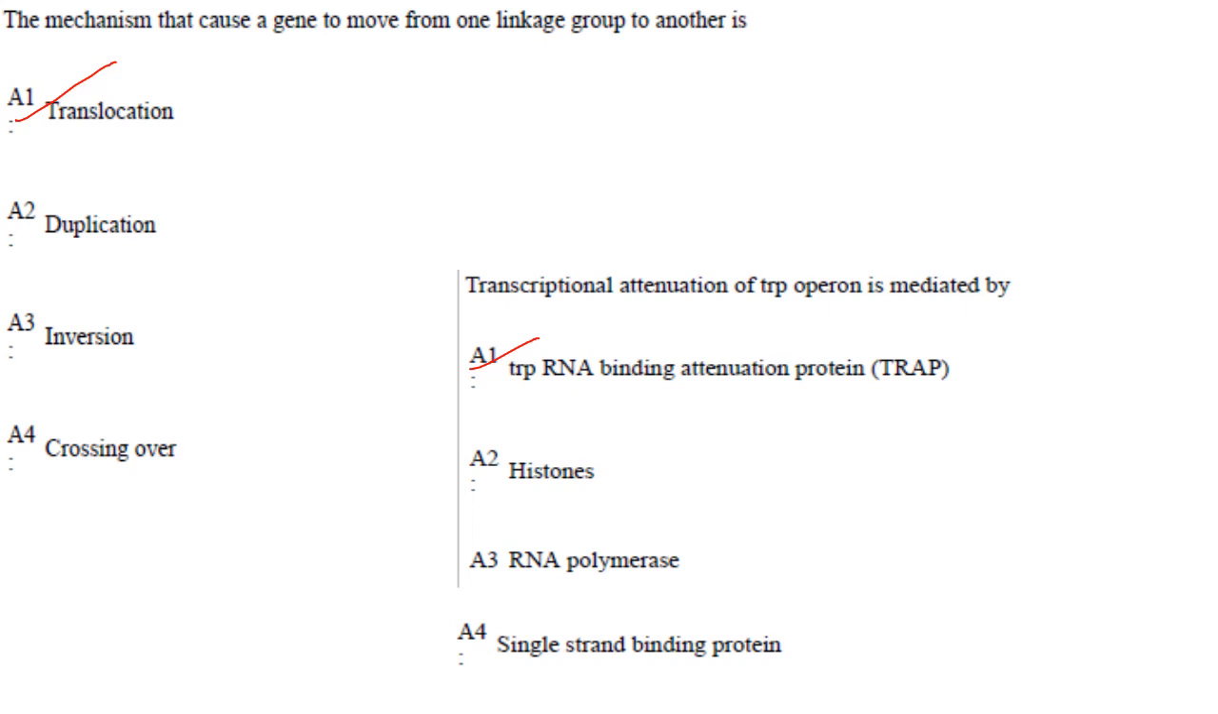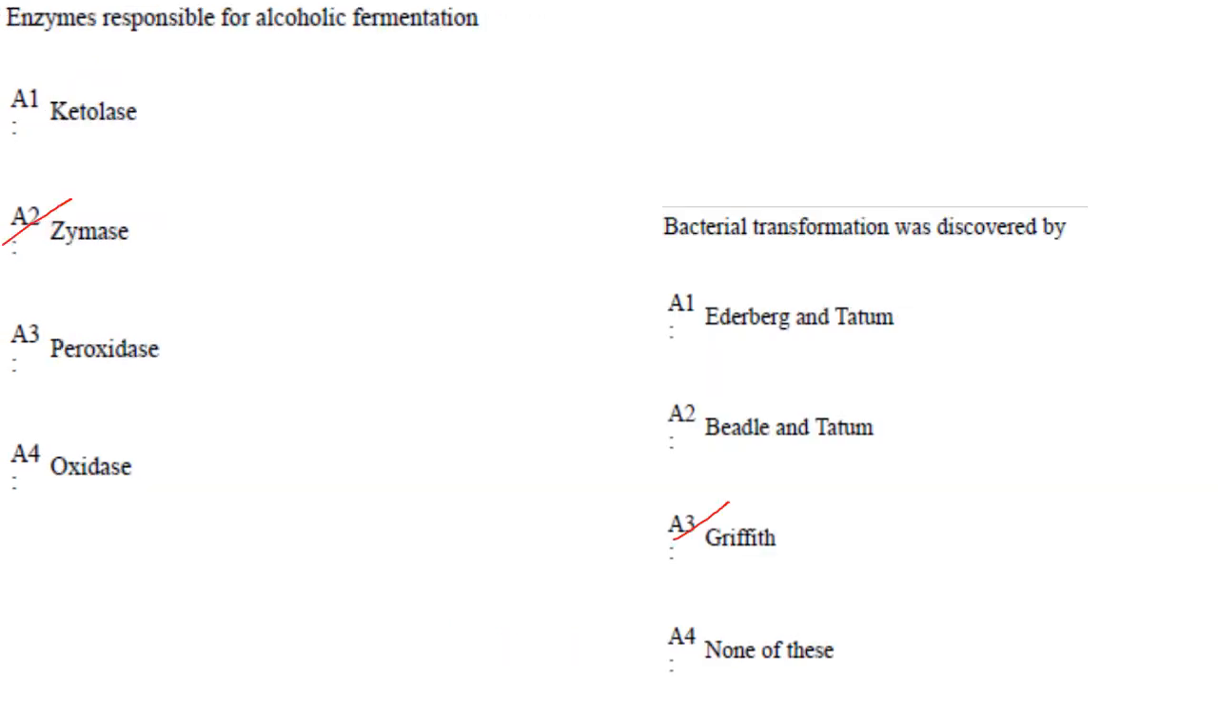All these are just direct questions. That's why I am not giving much explanation. Then the enzyme responsible for alcoholic fermentation is zymase. It is found to occur naturally in yeast. Then bacterial transformation was discovered by Griffith.